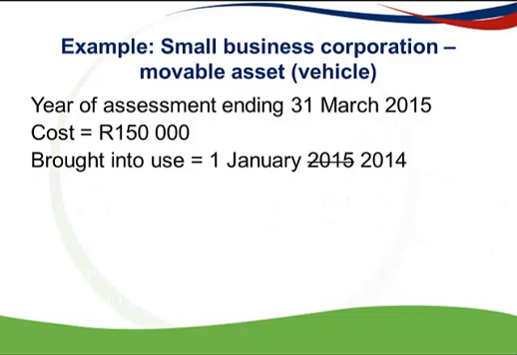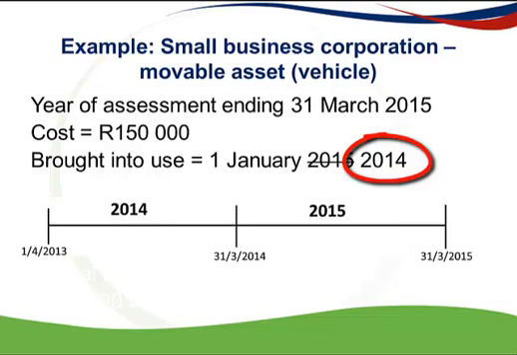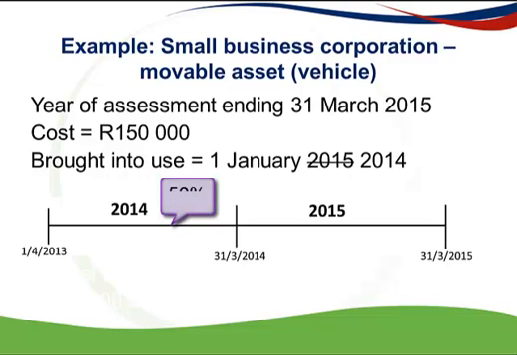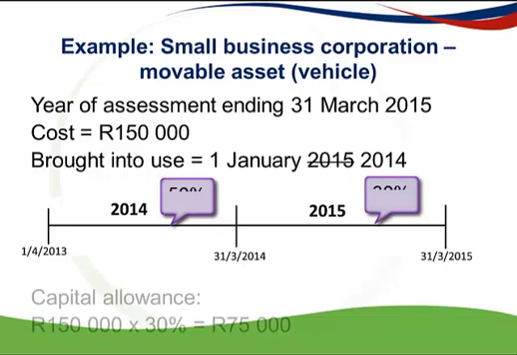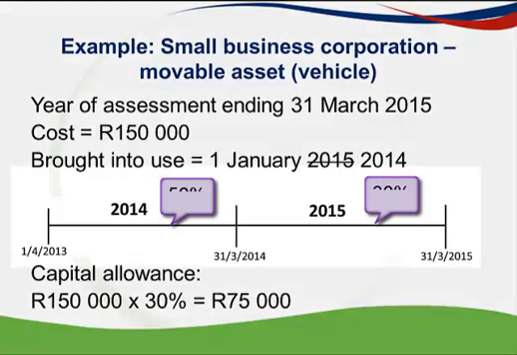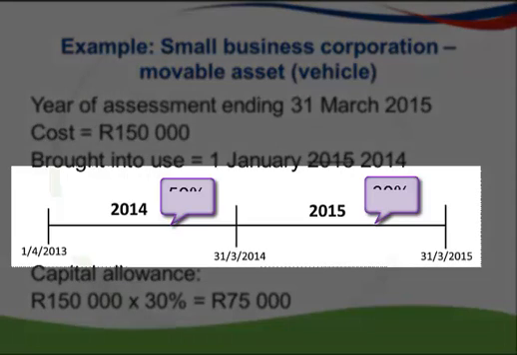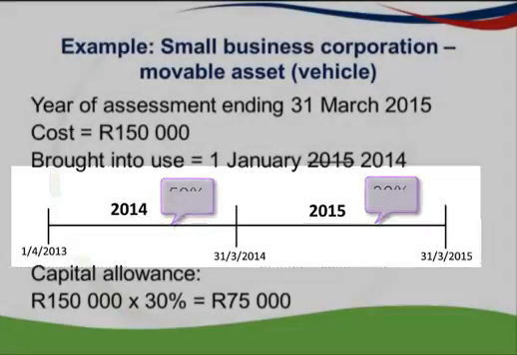If I look at another example, where I have the same year end and the cost is 150,000, but I brought it into use on 1 January 2014, in other words, in my previous year of assessment. Then you can see that I have claimed for it already in the 2014 year at 50%. Therefore, in my 2015 year that I am busy with, I will claim the second year allowance, which is a 30% allowance. This is why a timeline is very useful when you deal with assets, because you can clearly see that the asset was brought into use for the first time in 2014. Therefore, for my 2015 year of assessment, I know now that I can claim the 30%, not the 50%.